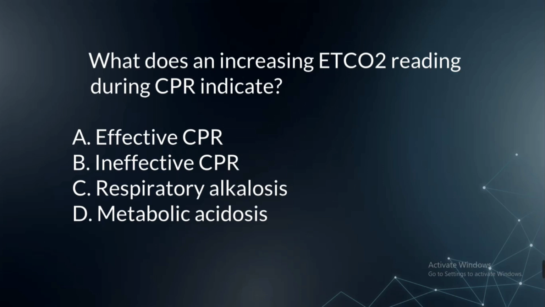What does an increasing EtCO2 recording during CPR indicate? A. Effective CPR, B. Ineffective CPR, C. Respiratory alkalosis, and D. Metabolic acidosis. So as we discussed, an increasing EtCO2 will be indicating that effective CPR is being delivered to the patient, while a low EtCO2 will be indicating that the CPR quality is not good. So usually we said it will be greater than 10 to 20 mm of Hg.